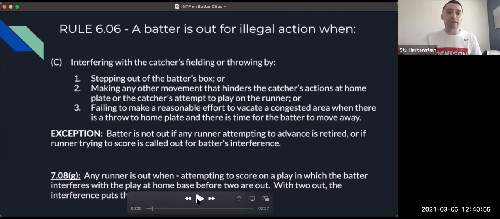Now, I definitely want to touch base with the exceptions because we should know the rulings that we took a look at in terms of the penalty in the previous slide, with regards to who is out and when they are out. So as you see here, there are two major exceptions for us to note with regards to interference. The batter is not out if any runner attempting to advance is retired. So we'll take a look at an example of that one. Or, as you see here in 708G, this is the 2-out provision, which we'll talk a little bit about later today as well.